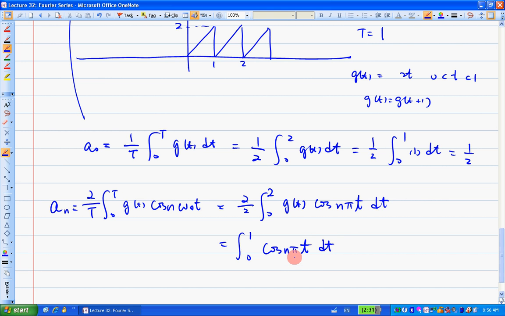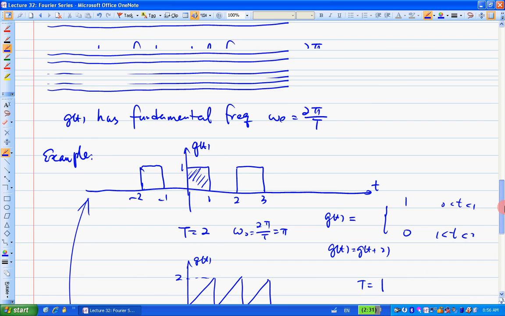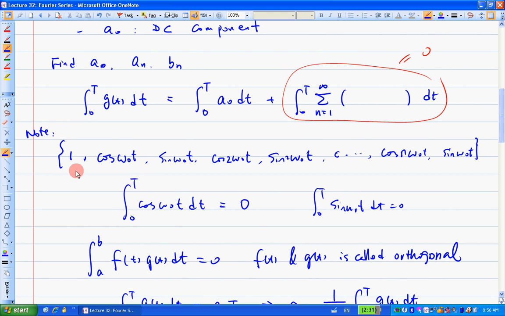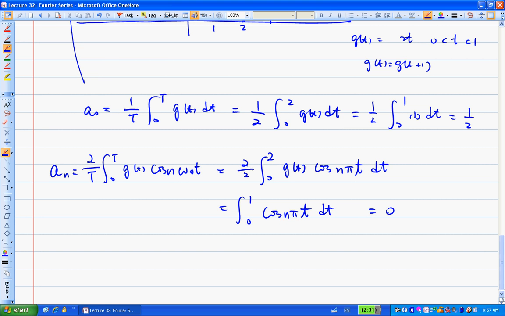Now this is cosine n pi t dt, integrating from 0 to 1 over one period. If you're confident, according to what I said here, when you have this 1 and cosine n omega naught t, they are orthogonal. So when you're integrating over one period, you're supposed to get 0. For this particular one, you're supposed to get 0 if you're confident enough.